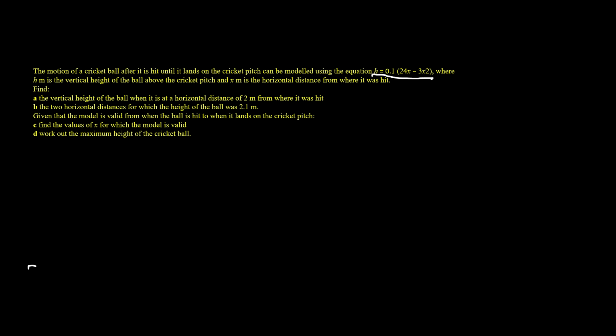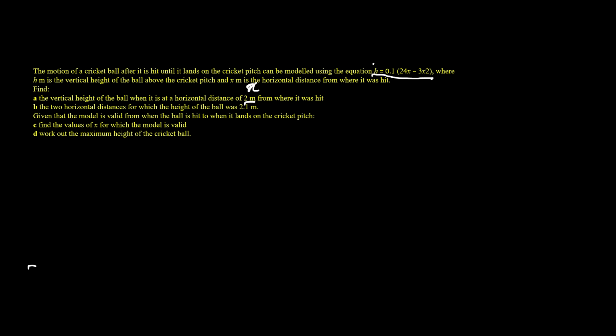In this part, we will put x equal to 2. The second part asks for the two horizontal distances for which the height of the cricket ball was 2.1 meters. In this part, we will put h equal to 2.1 in this equation. Given that the model is valid from when the ball is hit to when it lands on the cricket pitch, find the values of x for which the model is valid. Work out the maximum height of the cricket ball as well.